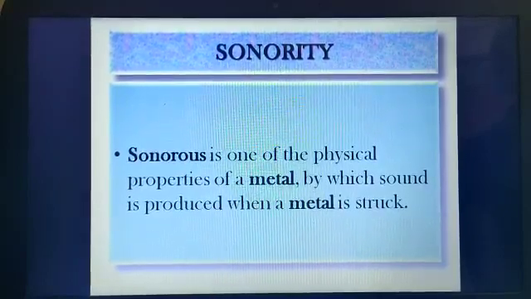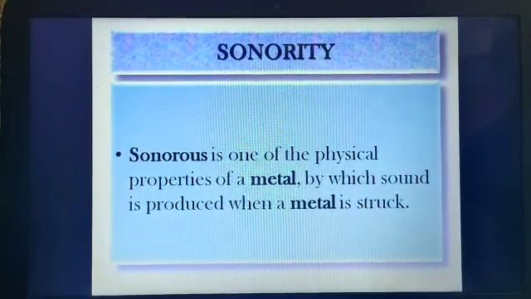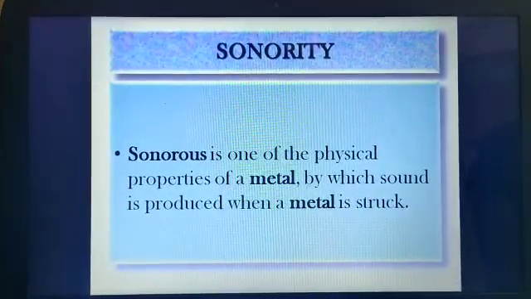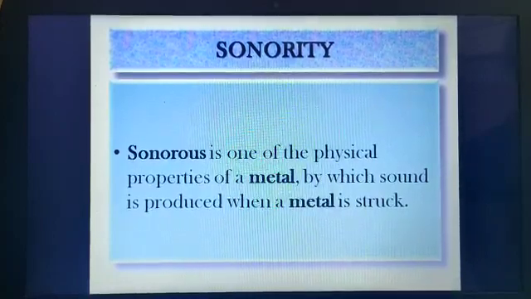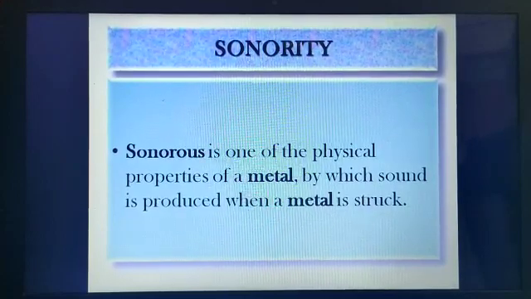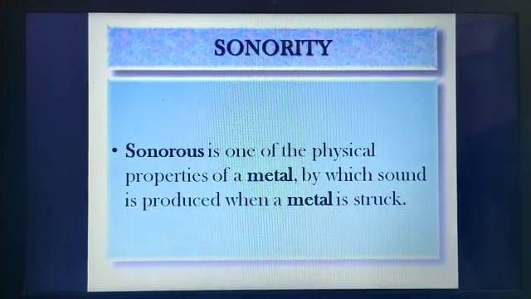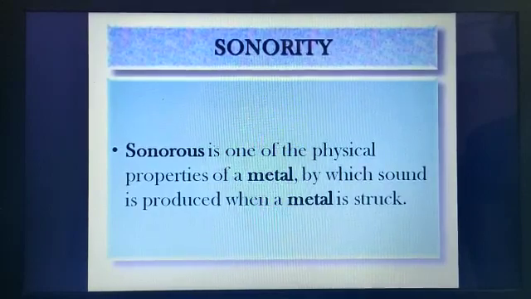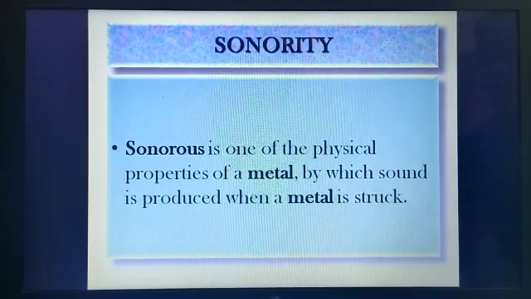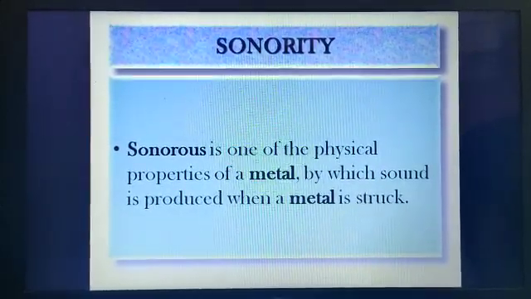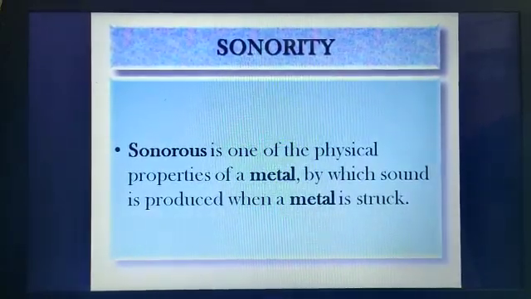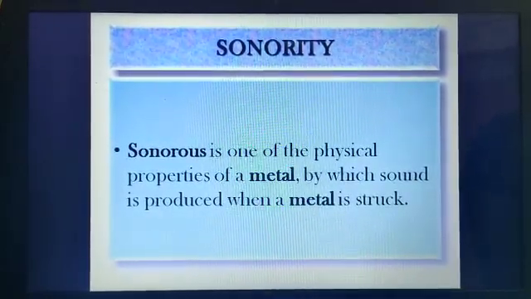If you have a wooden box and a metal box and say you are blindfolded, by hitting them with a stick, wouldn't you be able to tell the difference between them? Yes, you will be able to tell because of the sounds they release. So is sonority. Sonorous is one of the physical properties of a metal by which sound is produced when a metal is struck. This property makes metals sonorous. Non-metals, on the other hand, lack this property.